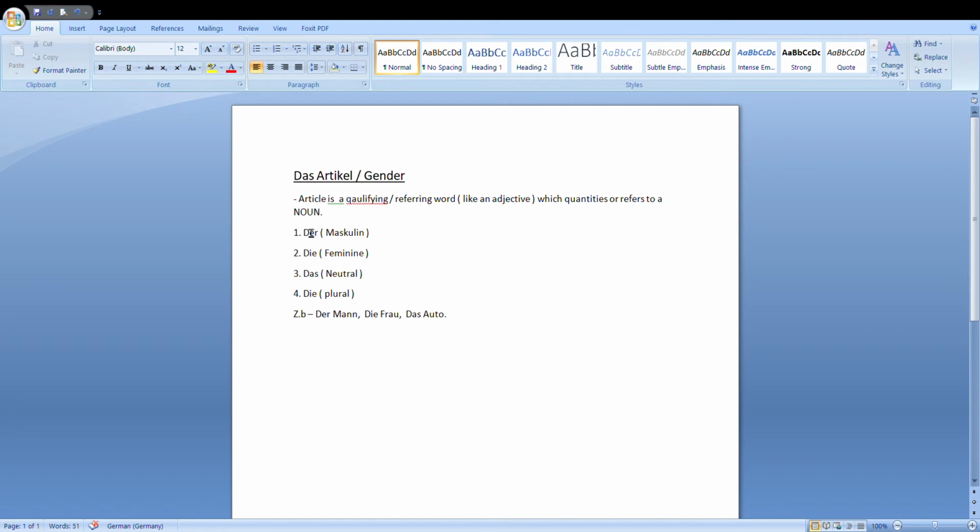One thing to remember: it refers to a noun and quantifies a noun. For example, this is masculine, this is feminine, this is neuter. Das Auto means the car. We have heard this in the Volkswagen advertisement, where at the end they usually say "Das Auto." So what is this? Das Auto means the car.